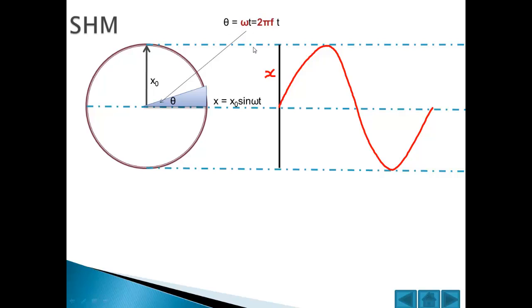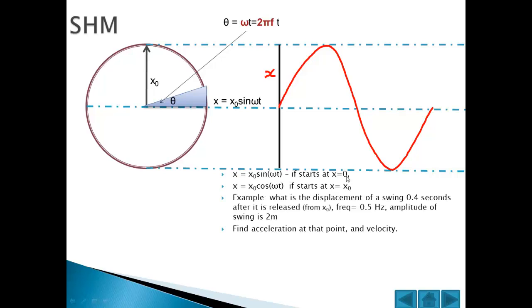Remember that the distance is equal to the speed times time. So this is your omega, which is the angular speed, times time, gives you the distance, or the angular distance, or in other words, the angle. Remember, omega is equal to 2 pi f, so the angle is equal to 2 pi f times t. Now let's take this example here. X is equal to x0 sine omega t if and only if time starts when x is equal to 0, in other words, the equilibrium position. And if it starts at x is equal to x0, in other words, at the maximum amplitude, then it's going to be x is equal to x0 cosine omega t.